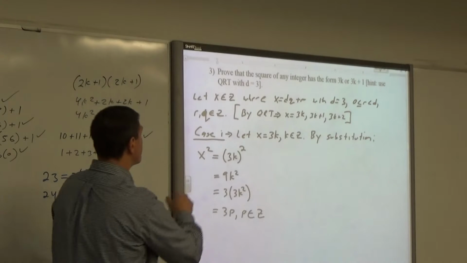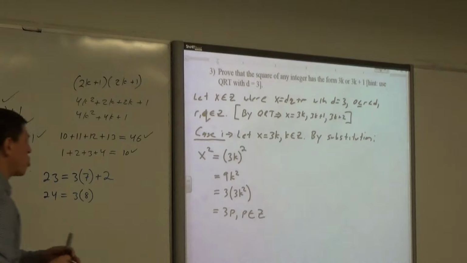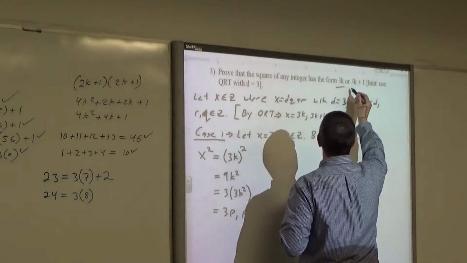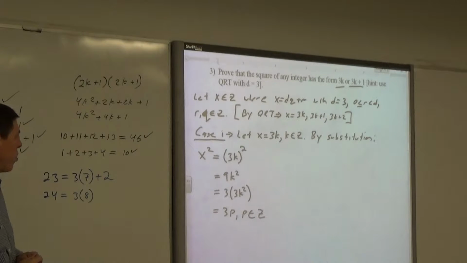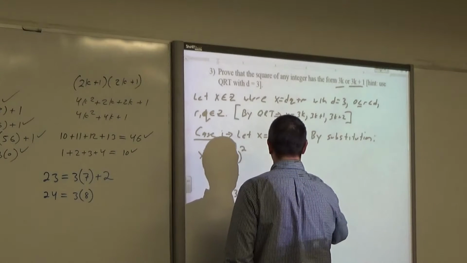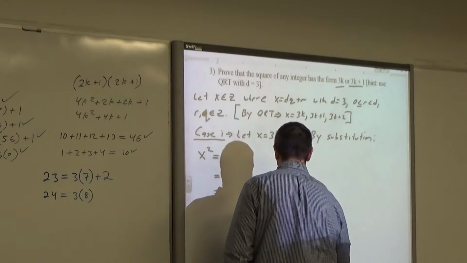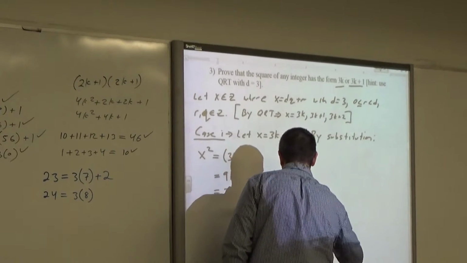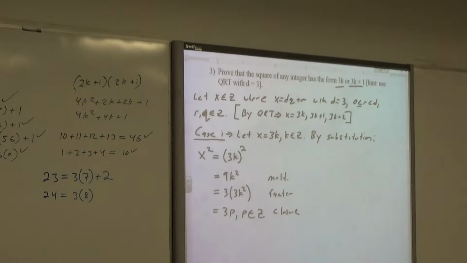Okay, like I said, I'm going to write the steps in a second. But does that make sense, guys? We need to show it fits one of these two forms. It doesn't matter which form it fits, it just has to fit one of those two. Okay? If I were to fill in the steps: multiplication, factoring, closure. And there we go. We're done with case 1. The bad news is that we still have to do case 2 and case 3.